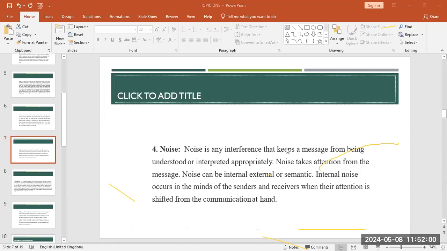And we also have what we call semantic noise. Semantic noise comes from the way you pronounce things. People may misunderstand you by the way you are pronouncing something.